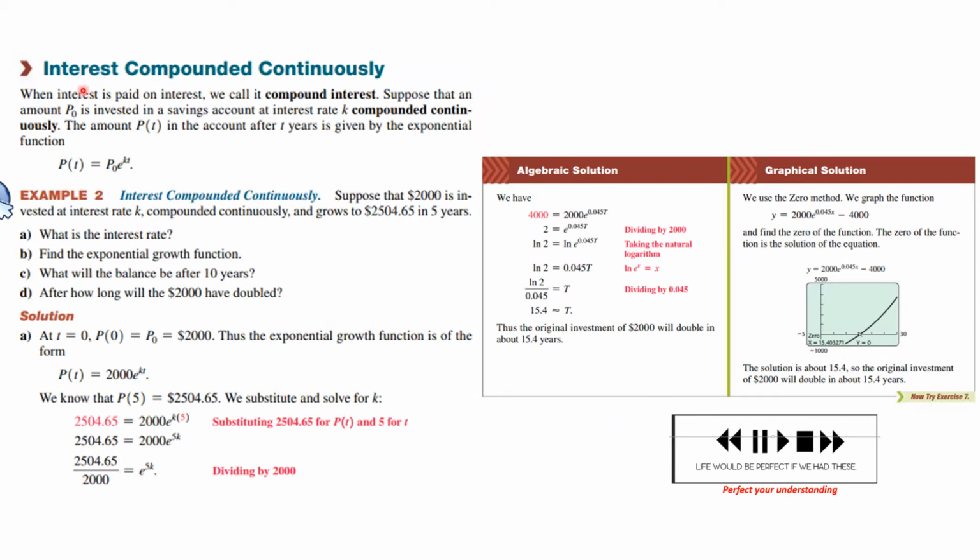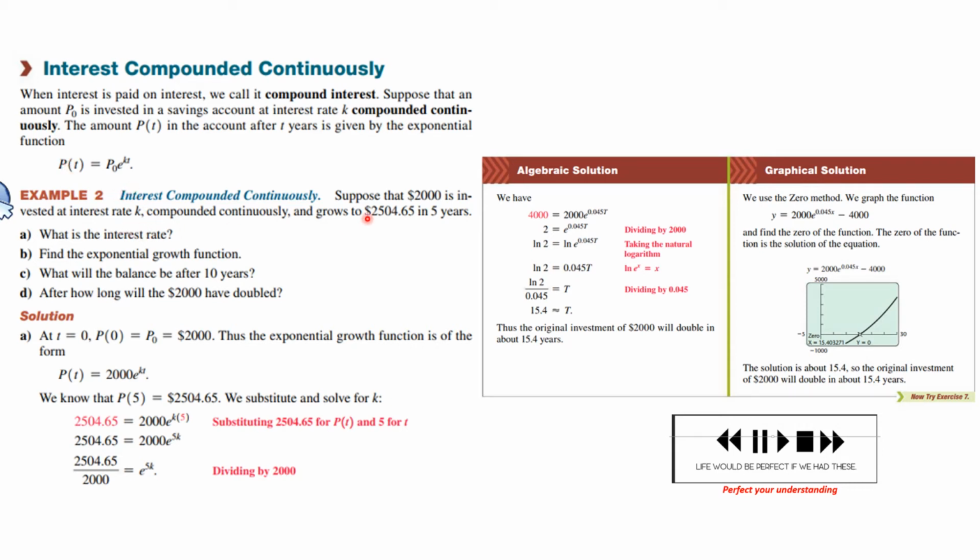Another important application is compound interest, and interest compounded in this case continuously, because then we do have a formula that looks like this. So we have an initial amount, P0, that is invested, and the interest rate is k, and this is compounded continuously, and so this again follows an exponential growth pattern.